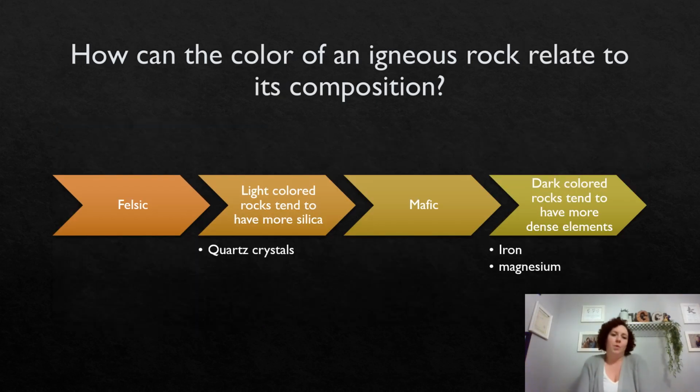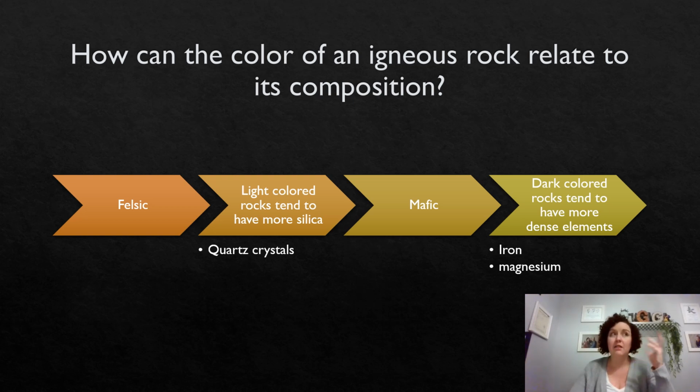Now, what we also have to take into consideration is the coloration of an igneous rock and how it relates to its composition. So two more terms that you're going to need to know are felsic and mafic. Felsic sounds very light and chipper, and that's the way that rock is. It's very light in color. Typically, it's your light pinky reds to your whites, things like that.